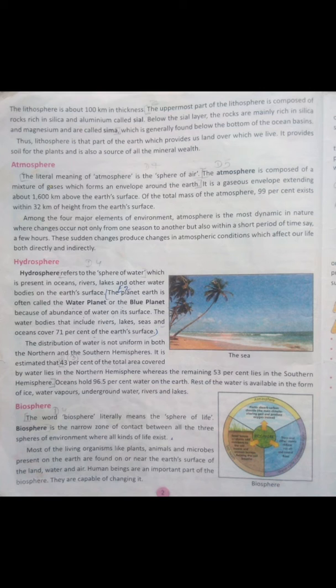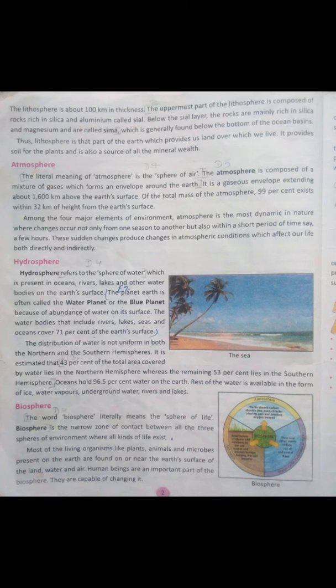Okay, it is the most important thing that the total air spreads to 1600 km of the earth surface. But among this, of the total mass of atmosphere, 99% exists within 32 km from the earth surface. Earth surface से 32 किलोमीटर के अंदर ही 99% air रहता है.